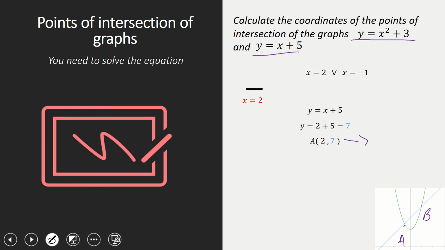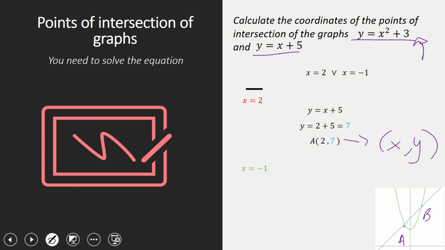Remember, if we're going to fill in a coordinate, it was always x point y. Alright, so imagine that you wanted to fill it in into this formula. Then I would get 2 squared plus 3. 2 squared is 4 plus 3 equals 7. So it doesn't really matter which of the formulas you're going to use.